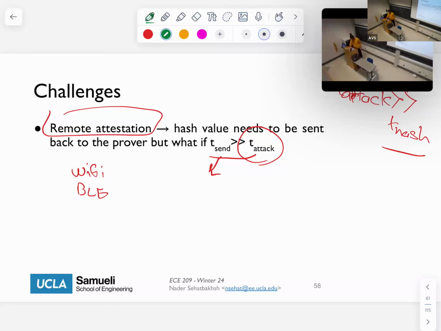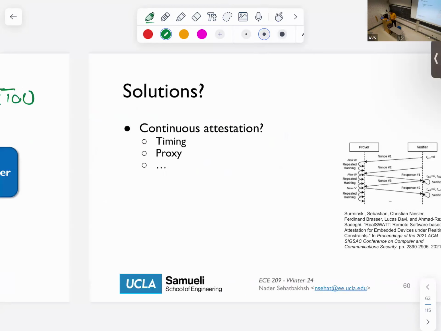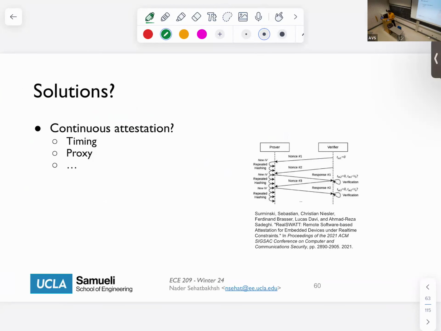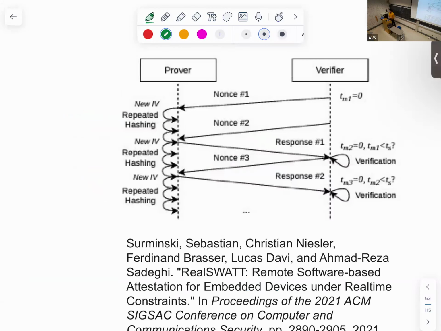So these are the problems that you're seeing in software attestation. One solution for all of these is what we call continuous attestation. Essentially, the idea is that if I can have a system that has, let's say, 2 cores, one core for regular computation and one core for just doing the prover, then I can do what we call a continuous attestation.